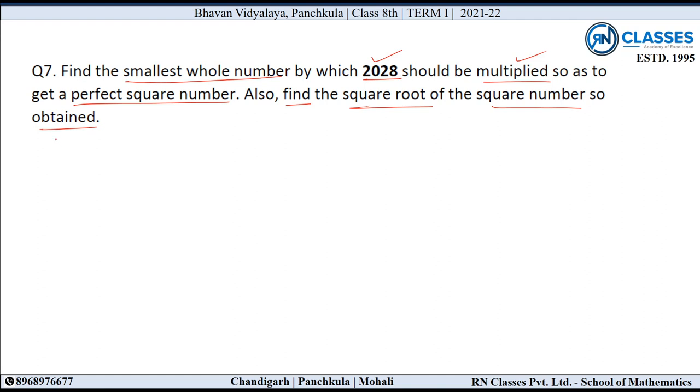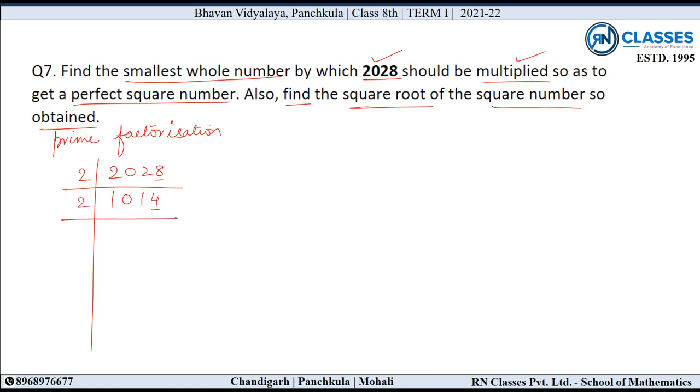We do prime factorization. Let's do the prime factorization of 2028. The last digit is 8, which means it is divisible by 2. So we get 1014. Now the last digit is 4, which means it is divisible by 2 again. That gives 507. Now it is not divisible by 2, but the digit sum 5 plus 7 is divisible by 3, so it gives 169. 169 is divisible by 13; we know it is 13 squared.